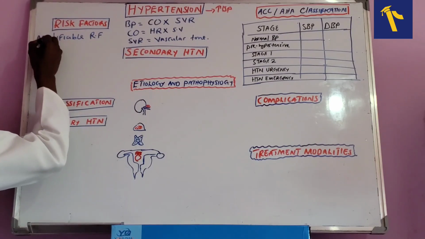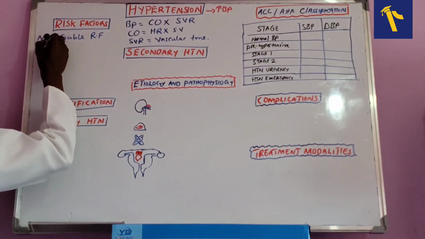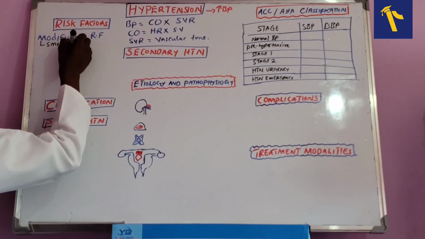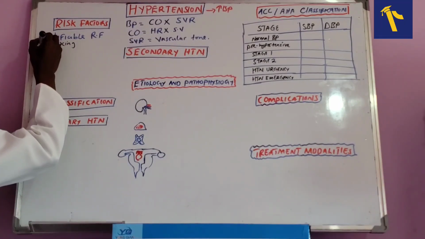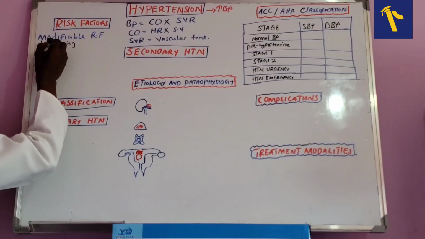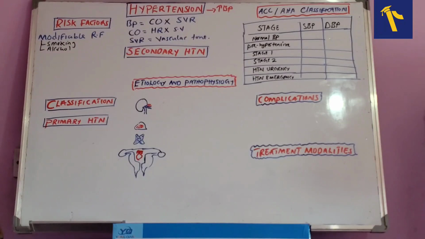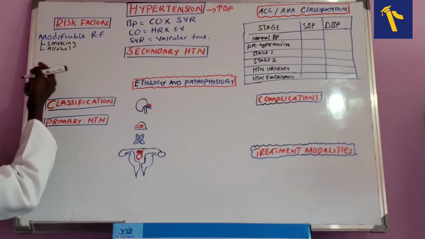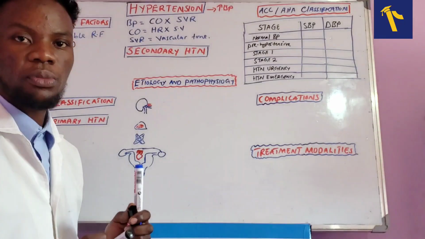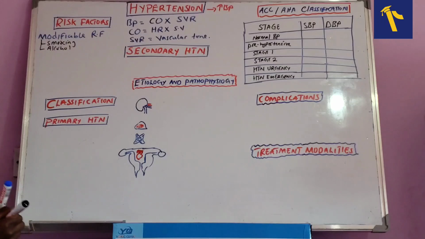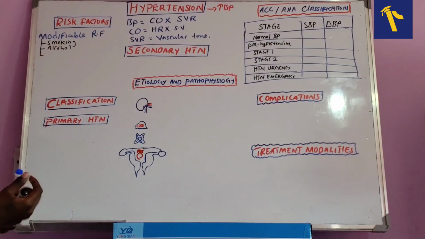What is the first modifiable risk factor that we know? The first one is smoking. Smoking can promote hypertension. Then alcohol. Alcohol is one of the risk factors as well, a modifiable risk factor. The reason why it's modifiable is because you are able to stop drinking alcohol, you're able to stop smoking. Because those are modifiable risk factors, you're able to change them. What's the next thing apart from that?